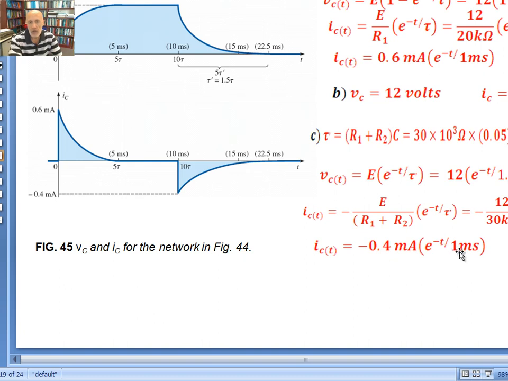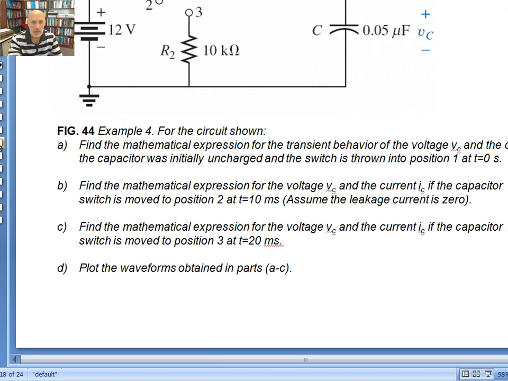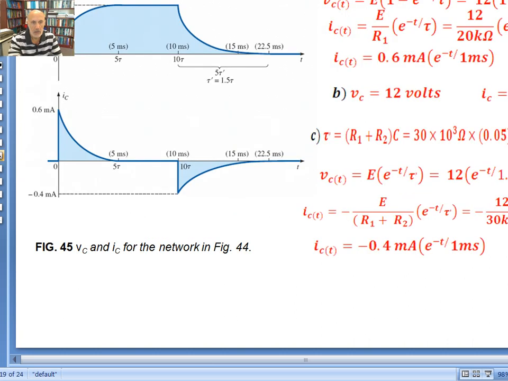For the charging, once you calculate a time constant, all the voltage and the current, as I said before, will charge and discharge with the same time constant. If the time constant is now 1.5, that's a typo there again. That should be 1.5 milliseconds. And then part D of the problem says plot the waveform for parts A through C. So you've already done that.